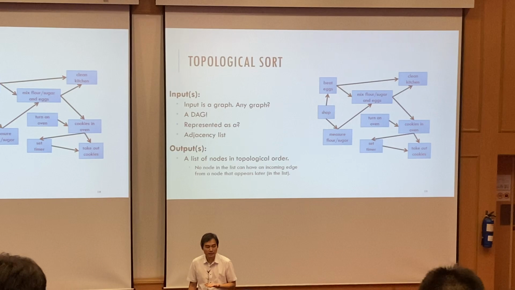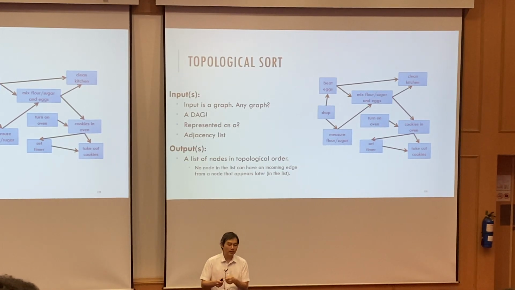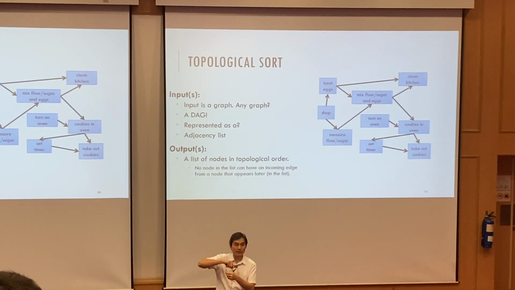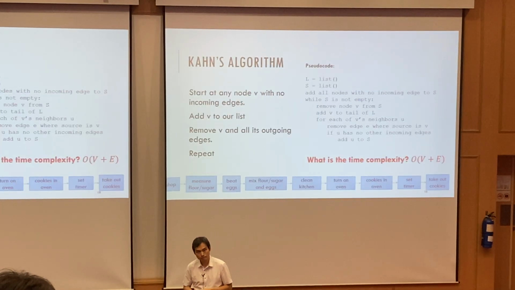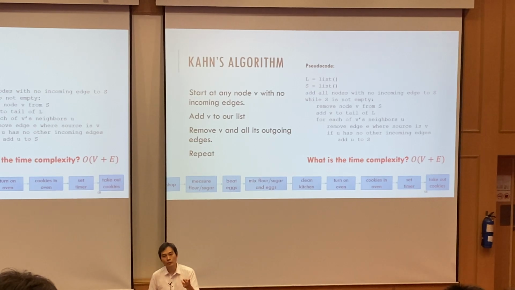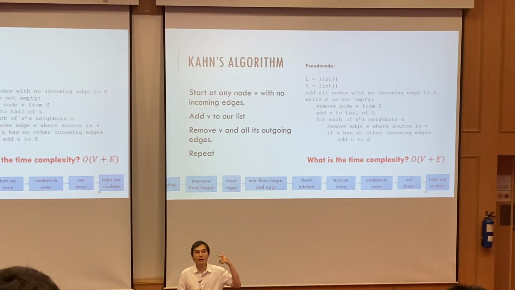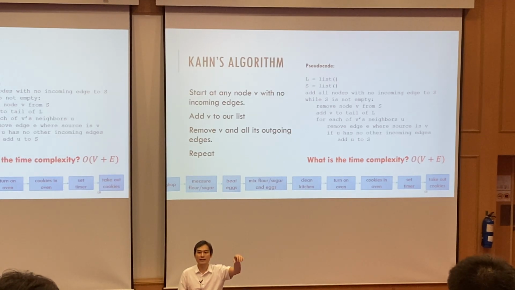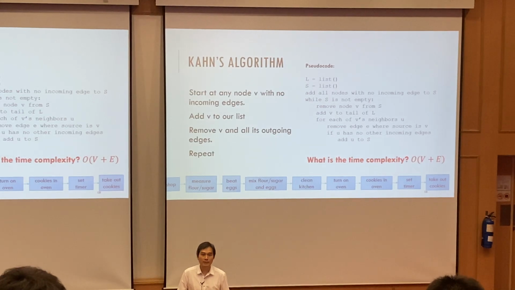Remember what topological order is? It just means that no node in the list can have an incoming edge from a node that appears later in the list, right? You cannot have that dependency. That's not allowed. So we looked at two different algorithms, one inspired by BFS, which is Kahn's algorithm. Remember what we did? We looked at which node doesn't have any incoming edges, take that out, remove all its outgoing edges, and repeat the process until we're done. Okay, it's O(V + E).